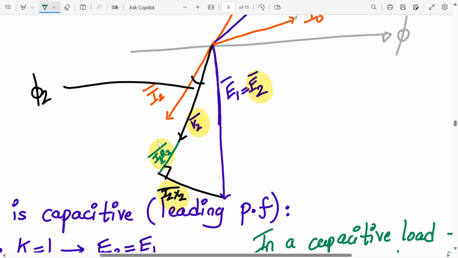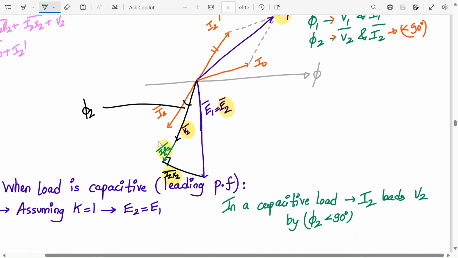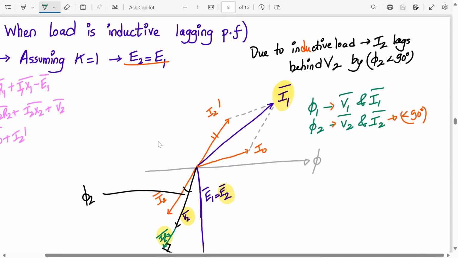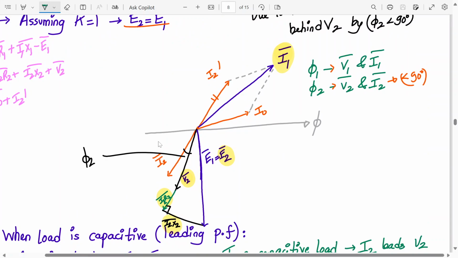Did you understand how to draw it? Did you understand? And then from there, draw a line at 90 degrees. Wherever it intersects, this becomes my E2 equal to E1. Have you understood this? Yes. Okay, now that we drew our tension above.